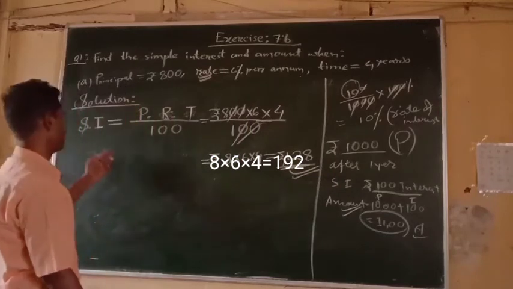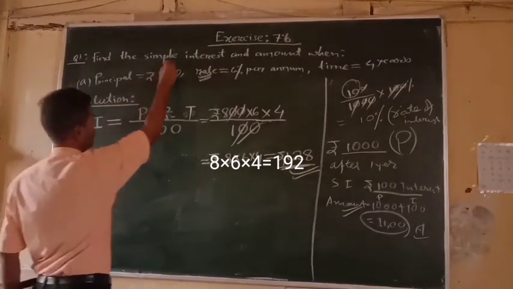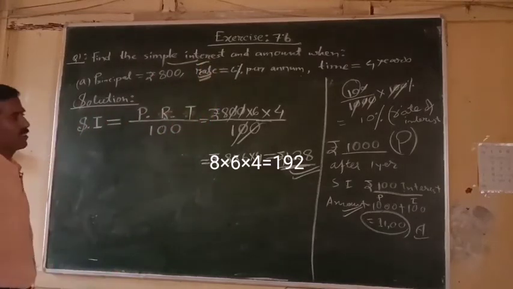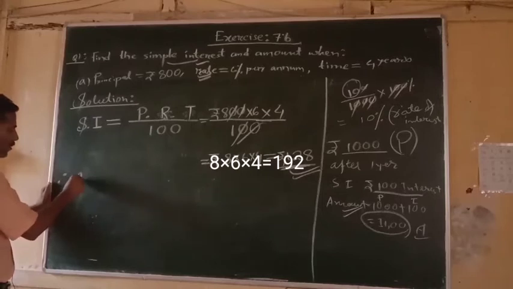This is our interest, simple interest. One question solved. Find the simple interest. Already you have solved this question. Next, amount. Therefore amount.